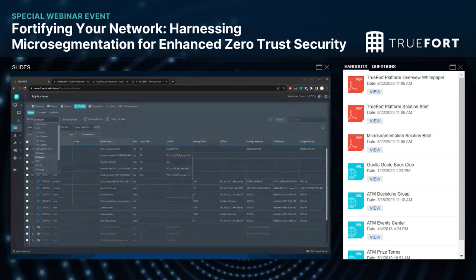In this case, we're looking at network, but I want to point this out. Within the profile itself, we have a number of different metadata parameters that we can look at. And like I said, if you're using the TrueFort agent, we can also go back and look at file integrity as well as CIS benchmarking.